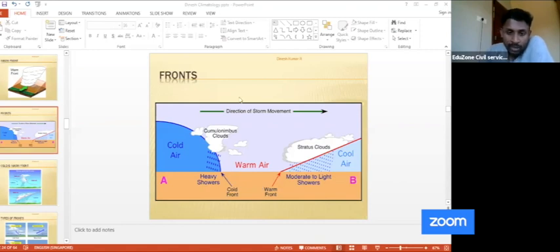And continue here. As the weather pattern is more intense here, this is associated with thunderstorms. I am talking about the cold front. As you have cumulonimbus cloud, you can get thunderstorms. So chances of thunderstorms are higher in this area.